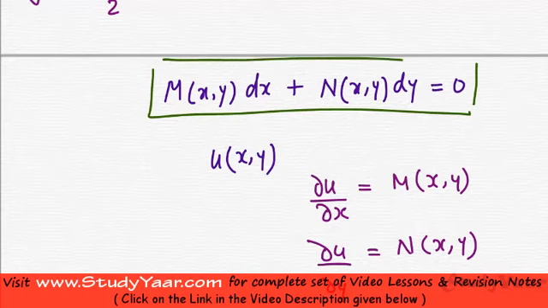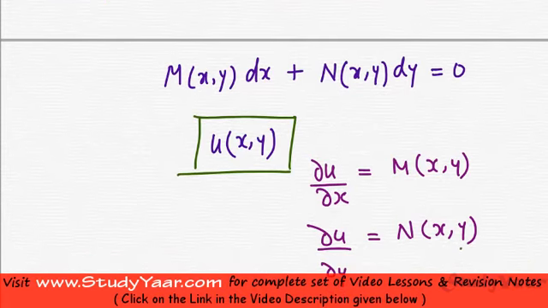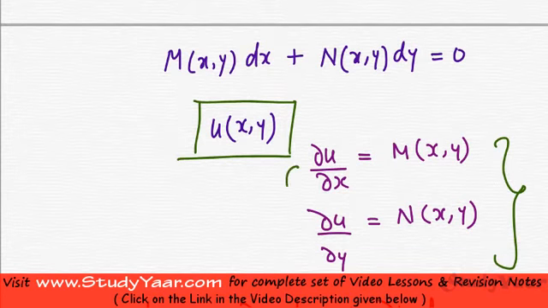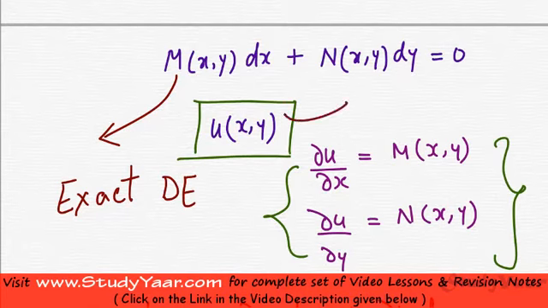So this particular type of differential equation is called an exact differential equation if such a function exists. What type of function? A function that satisfies these two conditions. If such a function exists, then we say that this type of differential equation is an exact differential equation. And this particular function is called a potential function.